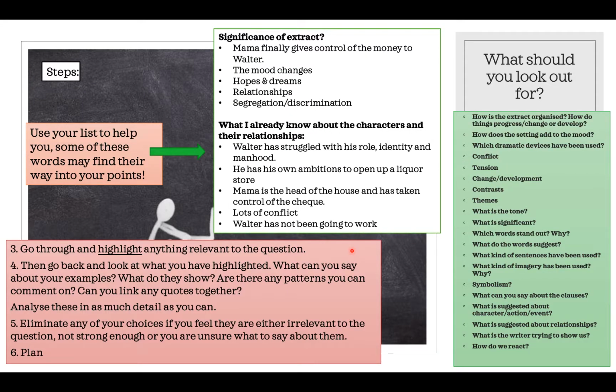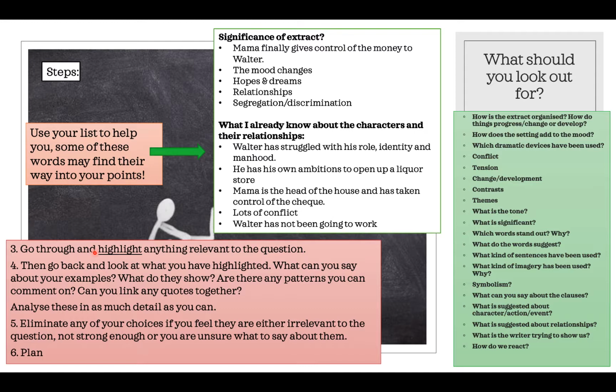Okay, so we've now gone through step 1 and step 2, and we're now going to be focusing on these steps. So this is step 3, 4, 5, and then 6. So the next thing that we're going to do, and this is actually quite an important step because everything that you do for step 3 will help you to formulate your answer, and it will help you to make an effective, relevant and detailed plan.